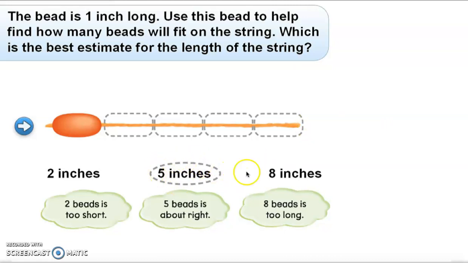So 5 inches is about right, because for the most part it covers up the entire string. Yes, we do have a little bit of extra string still over here, but it's still pretty close, right? That's why we always say about. It's about 5 inches when we're estimating. So we know that it's not exactly 5 inches, but it's pretty close to the point where we can just say that it's 5 inches. Okay, so that's how, in this example, you can use the beads to help you make that estimate.